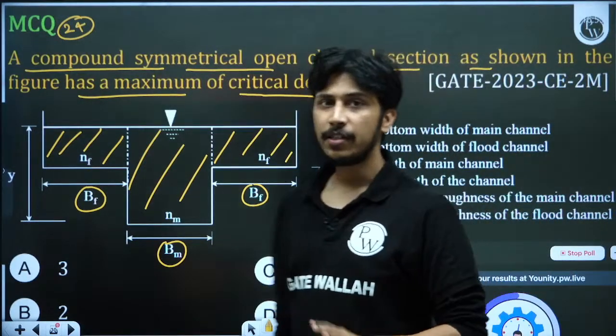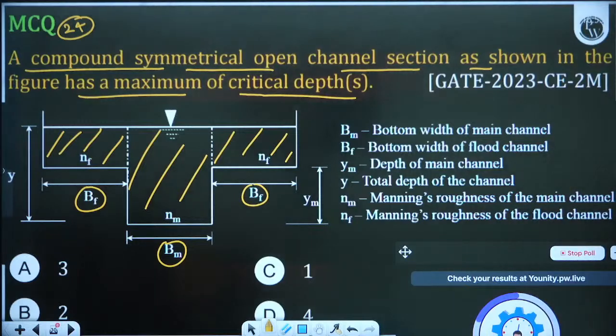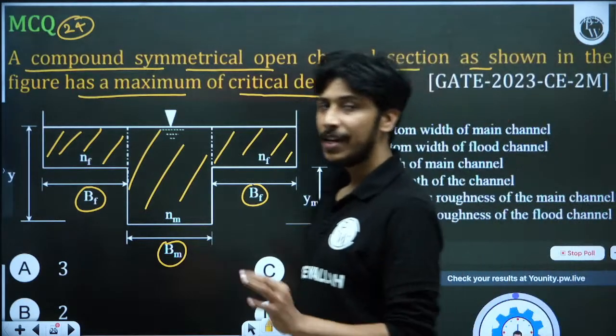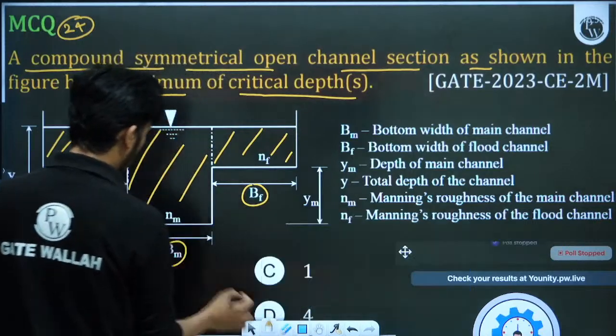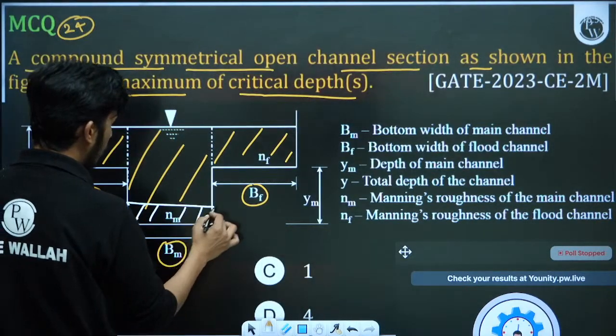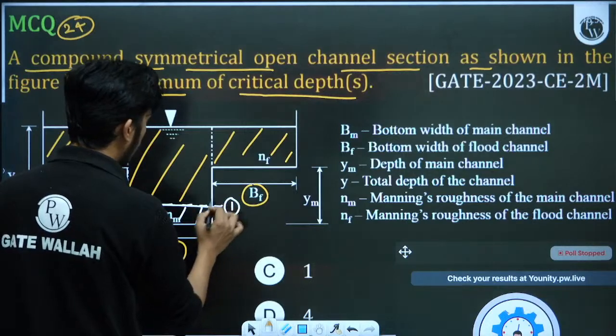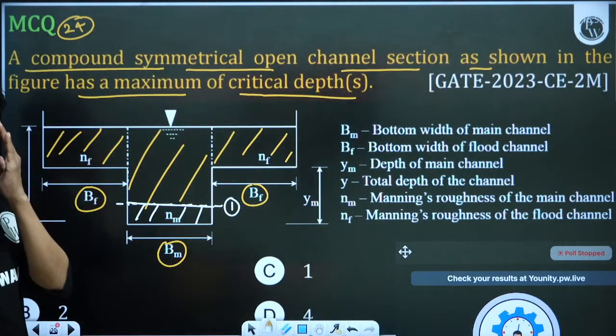So whenever the channel changes its characteristic, a new critical depth may be possible. So how many times is it changing its characteristic? Tell me. It is changing its characteristic 2 times. Initially the depth of flow will be like this, so there will be one critical flow possible here. 2 times it is changing.